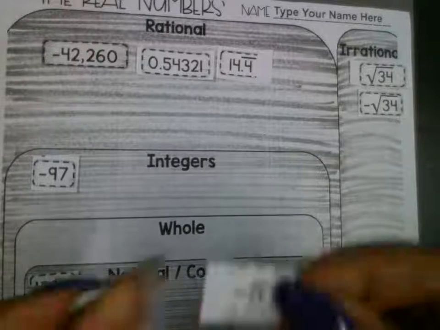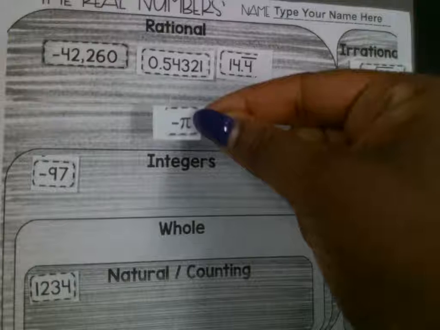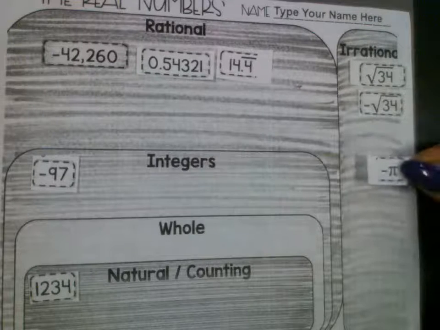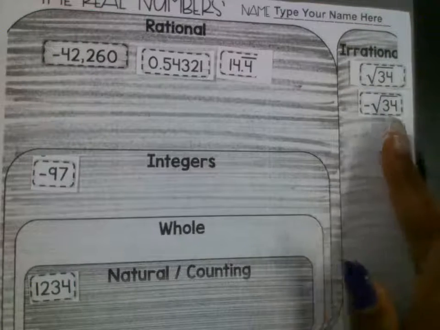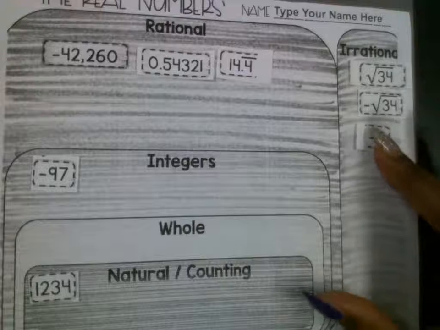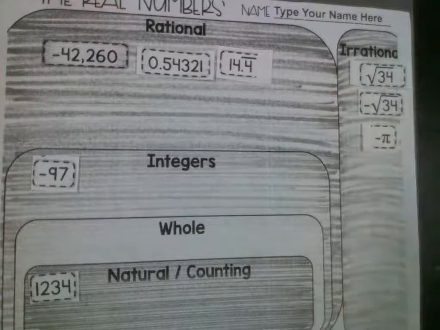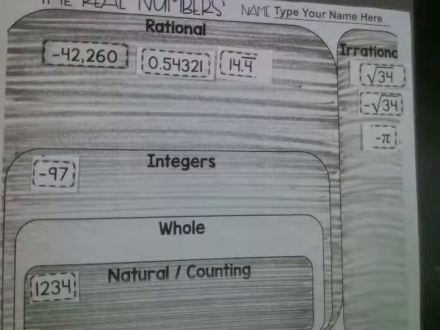Look at this. Is this rational or is it irrational? Irrational. Pi is irrational. You do not know what number is coming next. It does not have a pattern as to how it repeats. It continues on forever and ever, and it doesn't have a pattern.